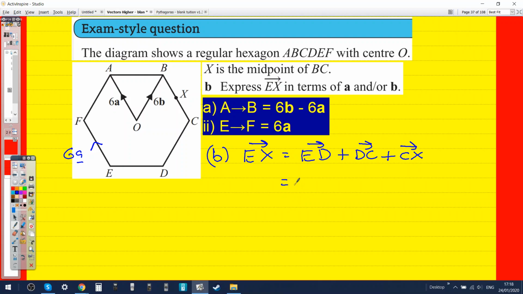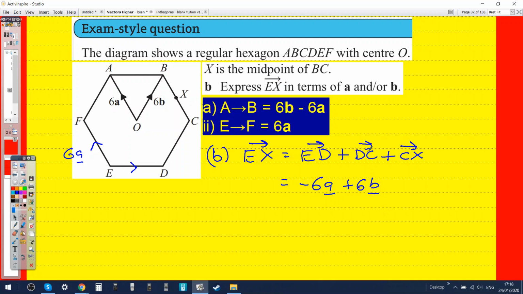Oh, okay. So E to D, what line is that the same as? It's the same as A to B. Yes. What is A to B? A to B was minus 6A plus 6B. Yeah. So that's what we did for part 1.